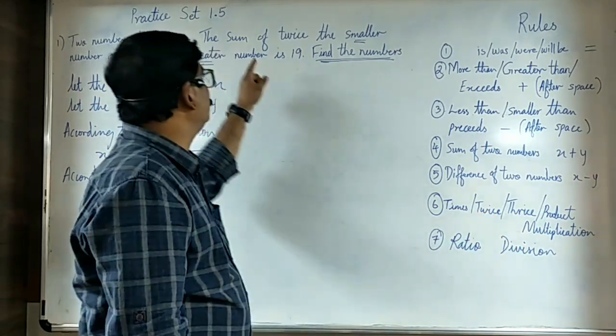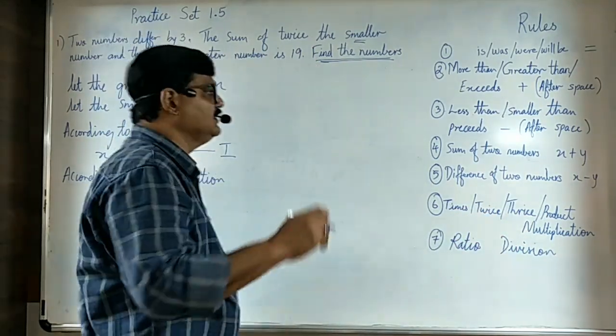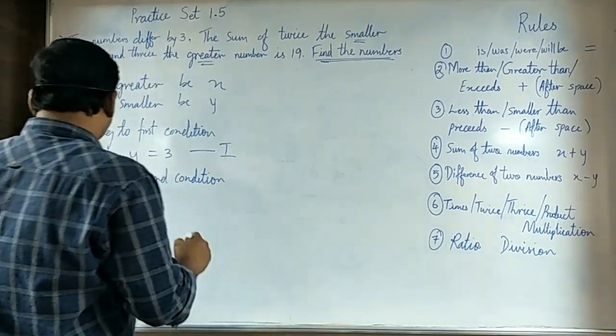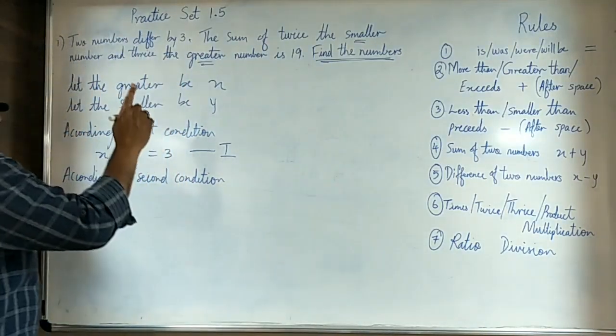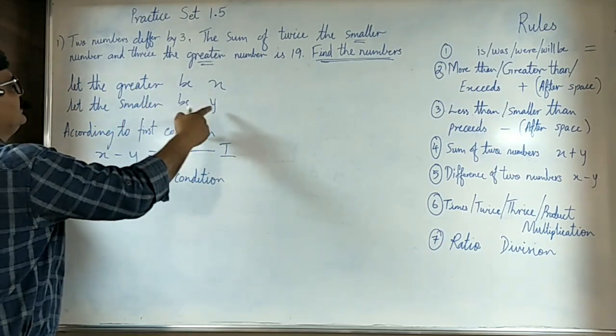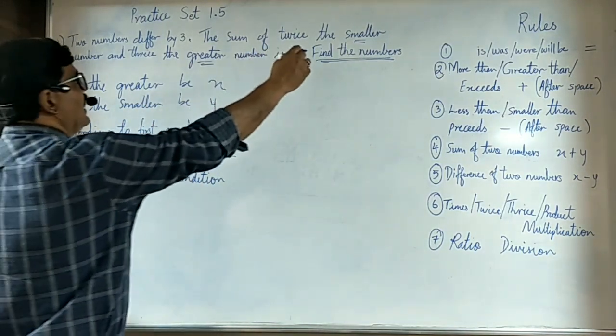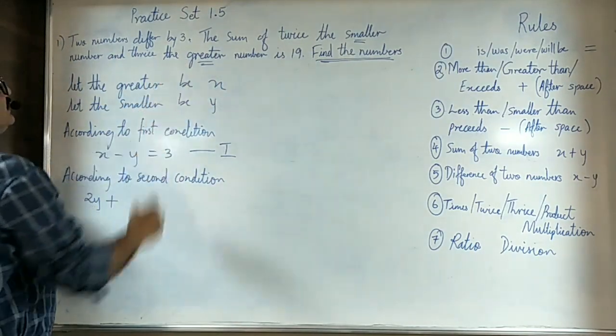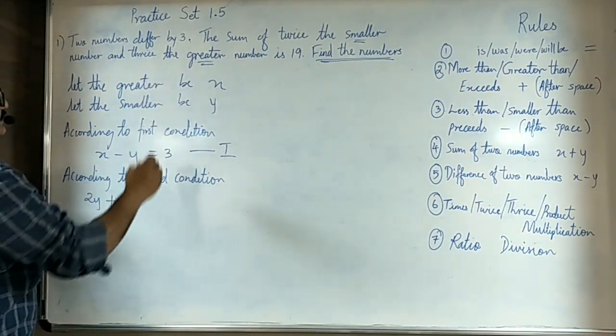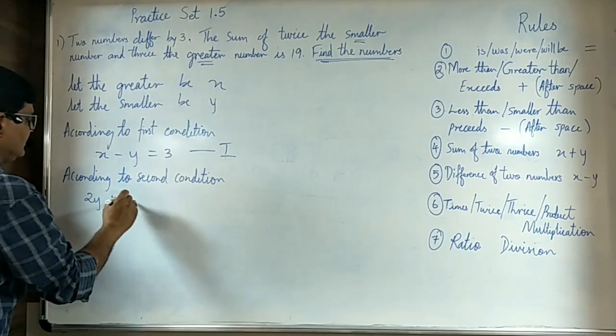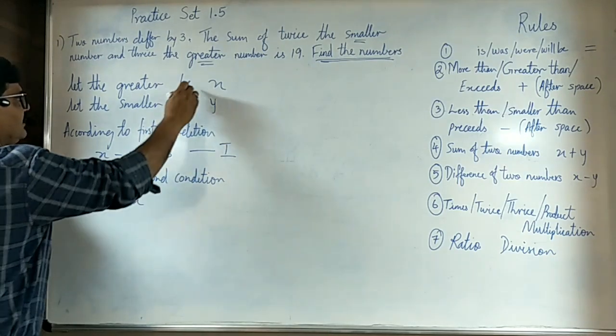Here they told that twice the smaller number. So what does twice mean? You have to multiply 2 with the smaller number, and the smaller number we kept as y. So you will be getting 2y. And thrice the greater number means I have to multiply 3 with the greater number.